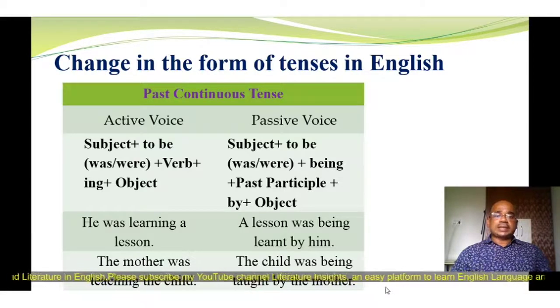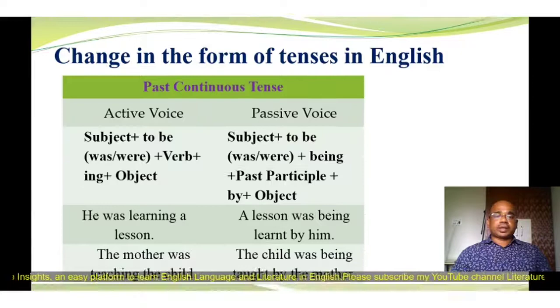So let's see the examples. He was learning a lesson. A lesson was being learned by him. The mother was teaching the child. The child was being taught by the mother. So these are the examples of active voice and passive voice in past continuous tense.